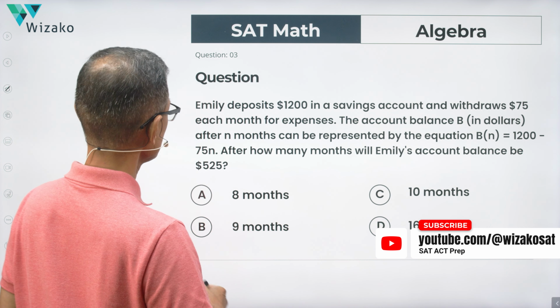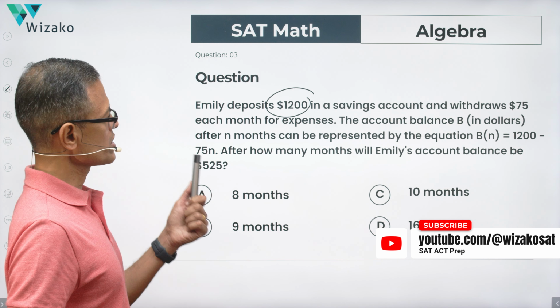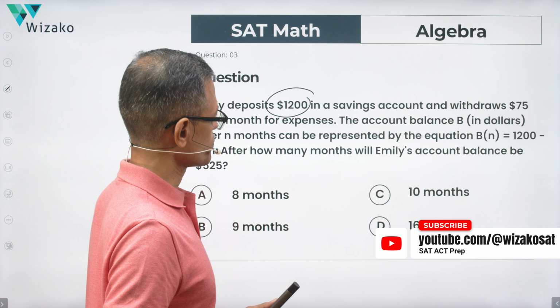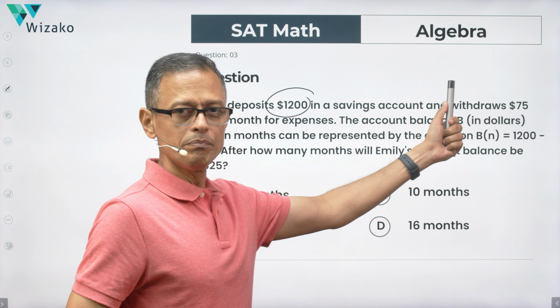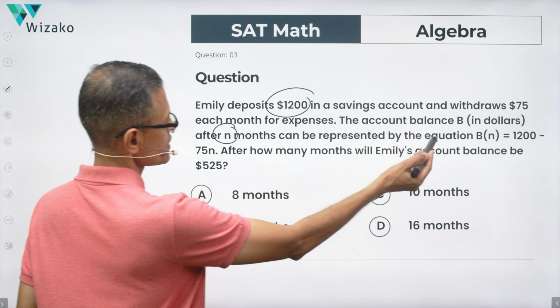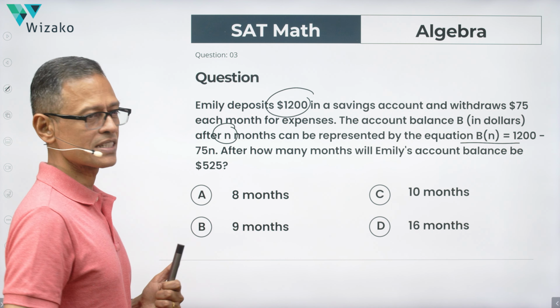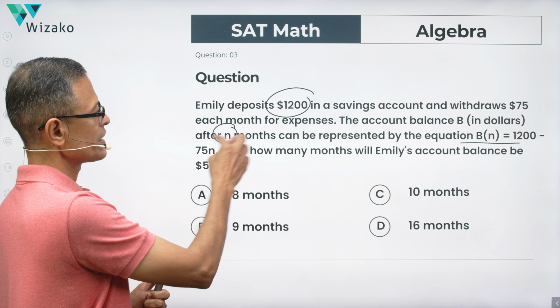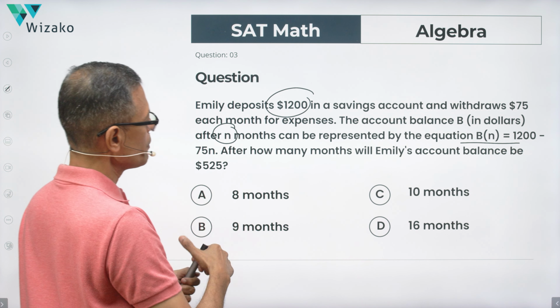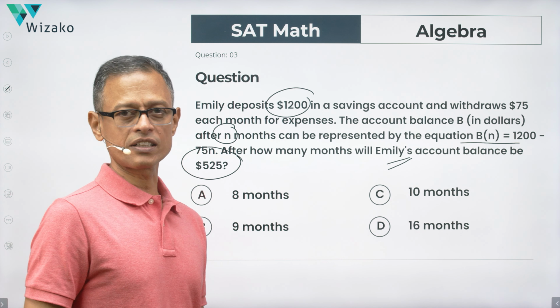Let's get started with the question. Emily deposits $1,200 in a savings account and withdraws $75 each month for expenses. The account balance B in dollars after n months can be represented by this equation, which is B of n equals 1200 minus 75n, where n is the number of months. After how many months will Emily's account balance be $525 is what the question is.